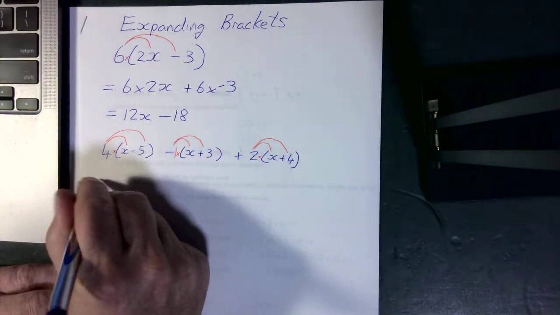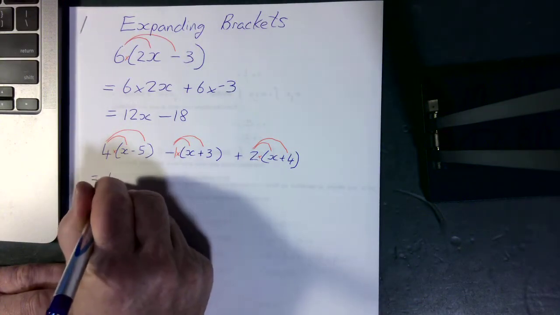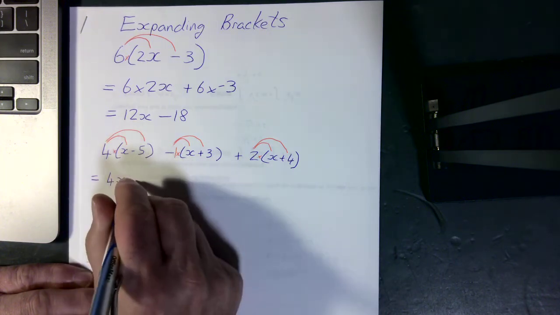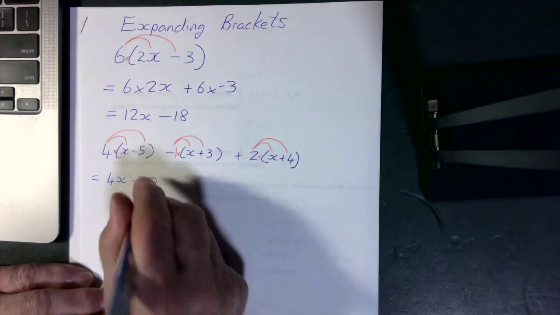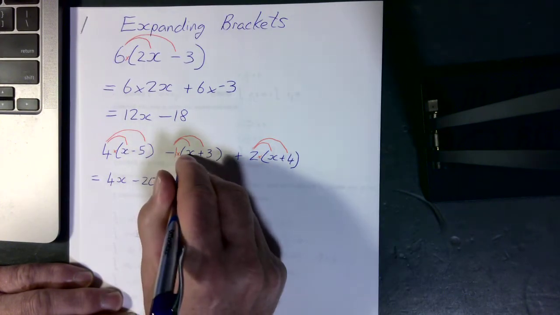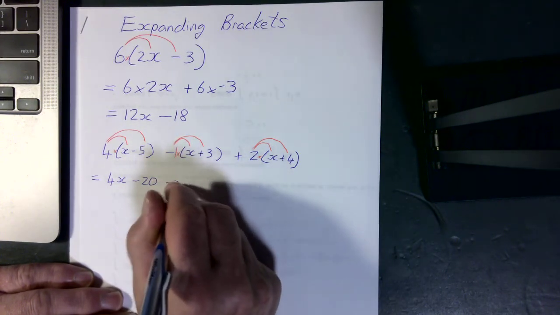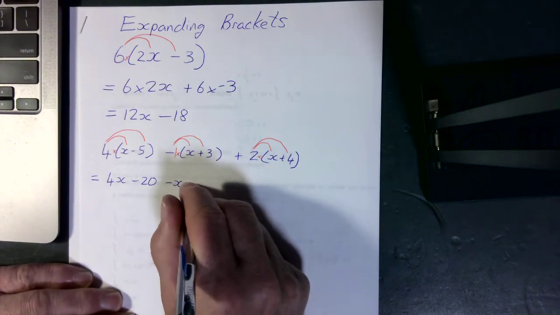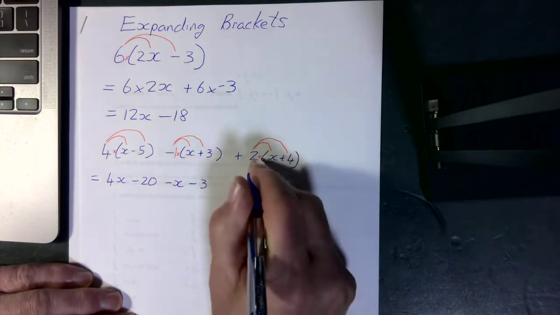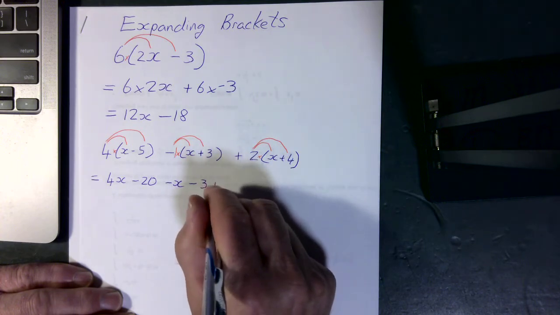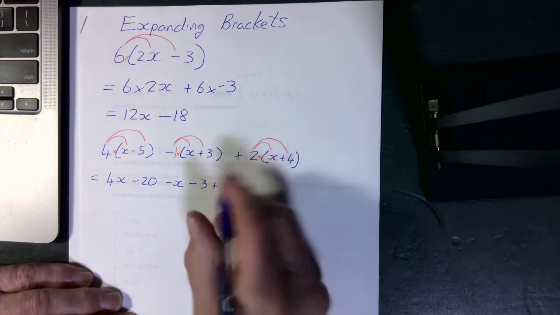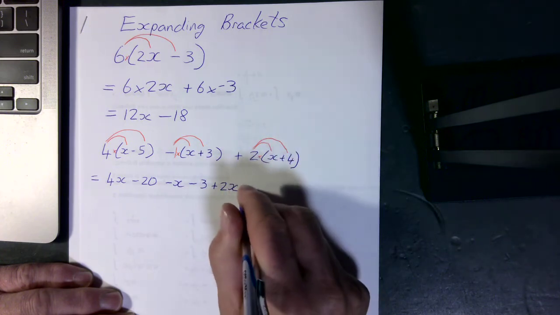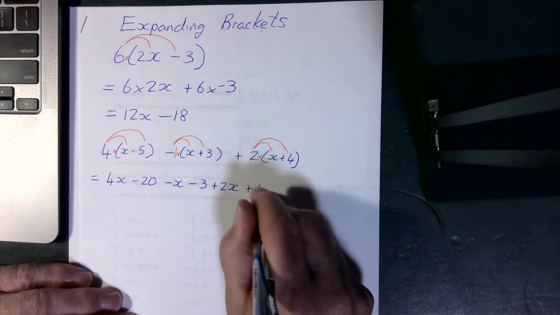So if I do them all, I've got 4 times x, 4x. I'll do this the quick way this time. 4 times -5, -20. -1 times x is -x. I'll just leave it like that. -1 times +3 is -3. Now I'm dealing with the last bracket. 2 times x I write as 2x. 2 times +4 I write as just +8.